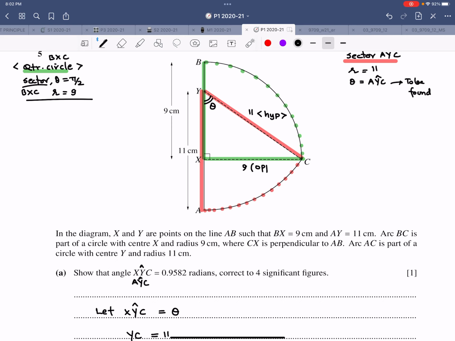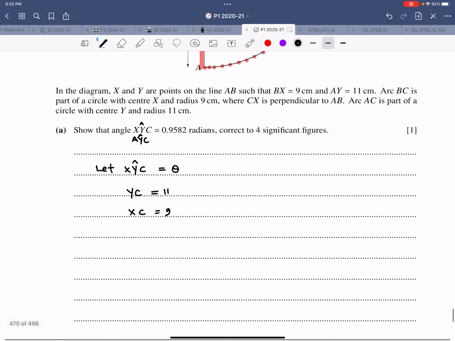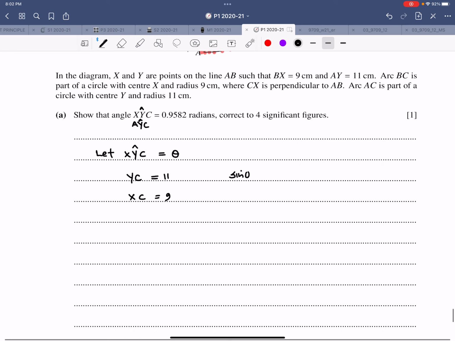So therefore sine of theta equals 9 over 11, and hence you will find the value of theta. First get the answer correct to 5 significant figures, and actually they are asking for 4. So first get 5 significant figures and then get 4 significant figures, and that will be exactly correct. So that is the first part of this question.